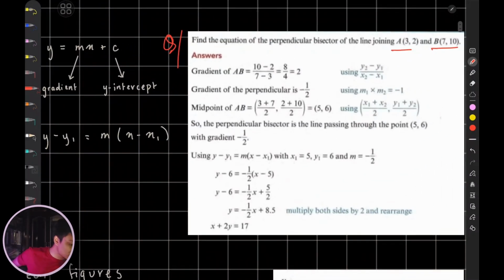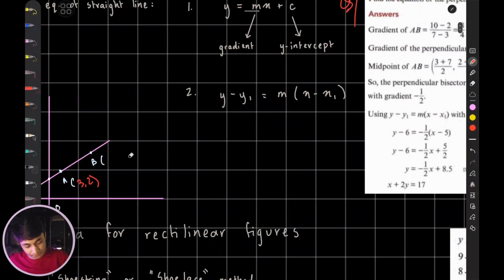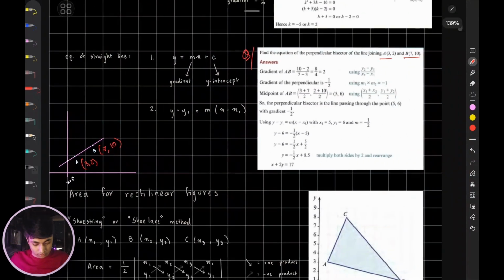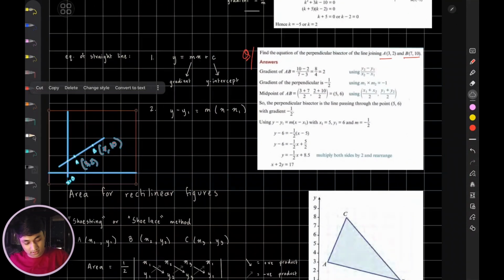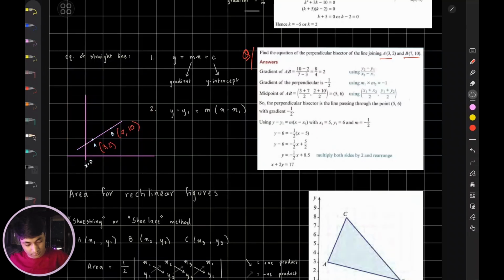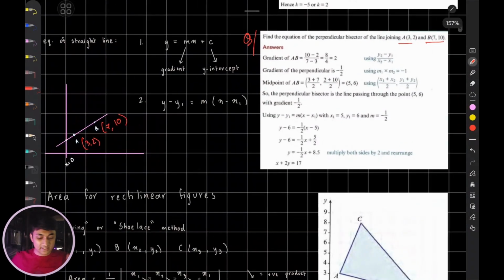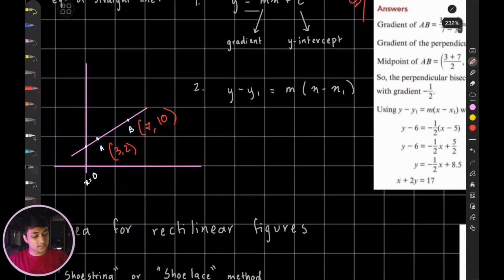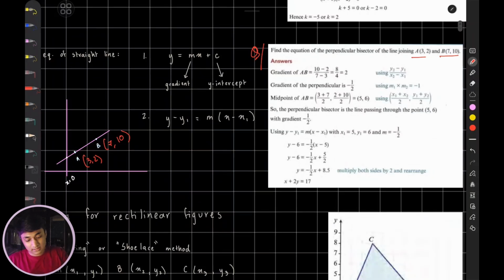What did they say about B? It's going to be 7 and 10. Fair enough. Great. So what do we know? We know the two coordinates of two separate points. And we're asked to find the perpendicular bisector of these 2 points. That is, when you have these 2 points and form a line that passes through both A and B, what is the perpendicular bisector of AB going to be? So the first thing you do in this case is, of course, find the midpoint of AB.